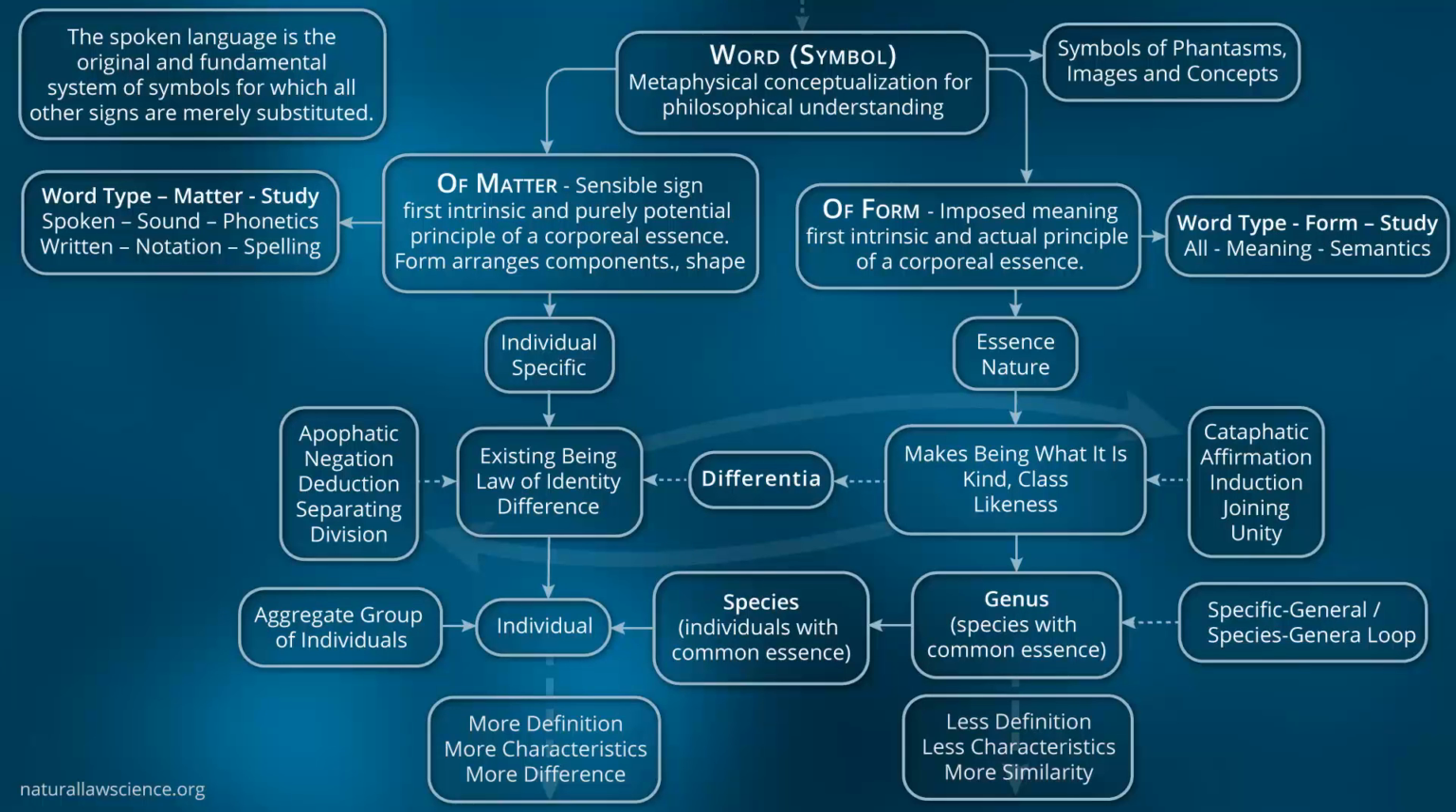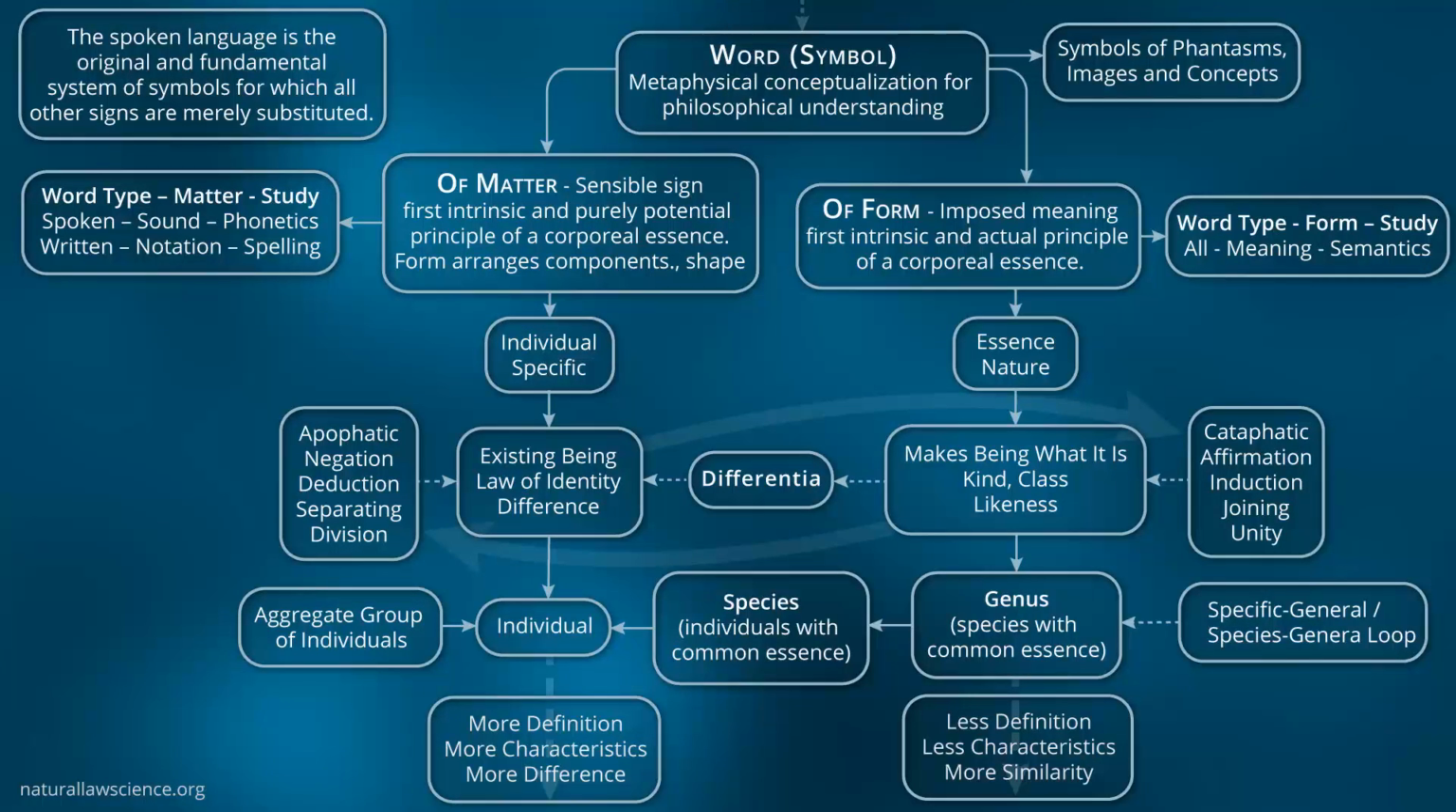So the genus is the species with the common essence, and the species is the individuals with the common essence. So the genus is the specific general, species general loop, which I just explained. And if you go more towards the particular from the species, then you have numerous individuals. Then you can form aggregate groups of individuals.